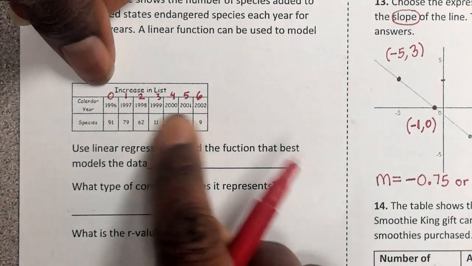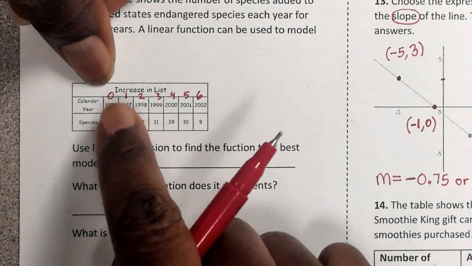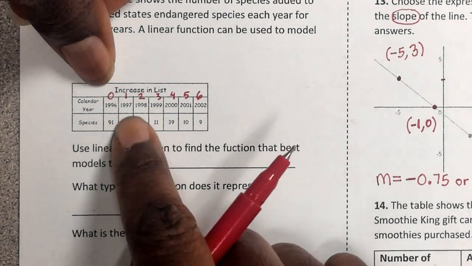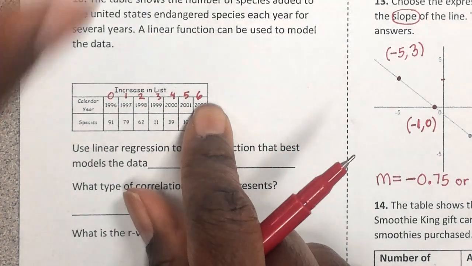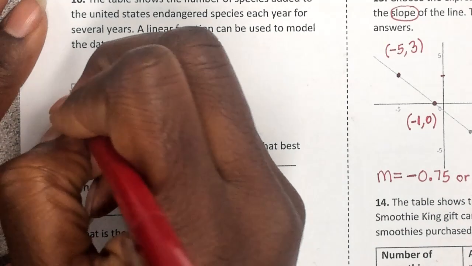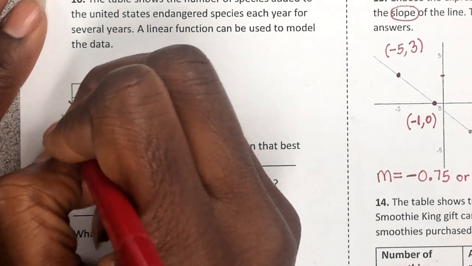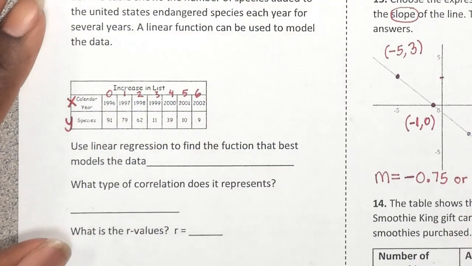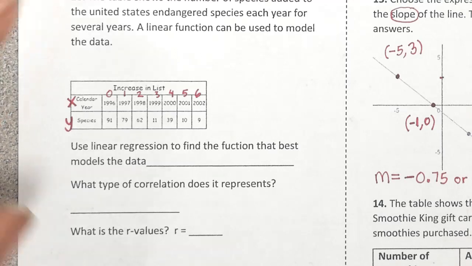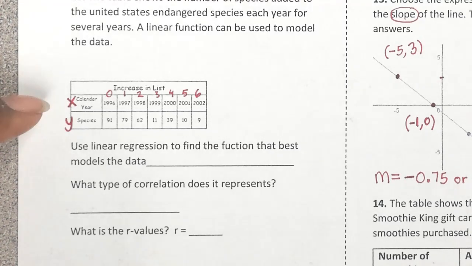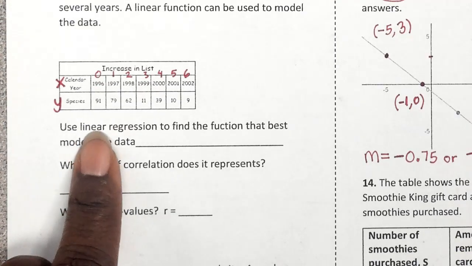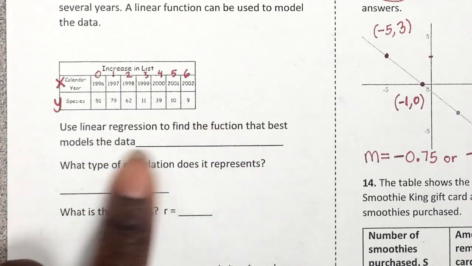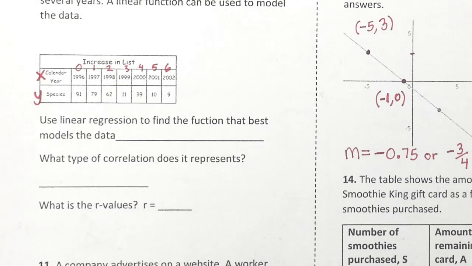It actually saves you some typing because you don't have to type in 1996, 1997, 1998. You're just going to start from 0, then 1, 2, 3, 4, 5, 6. And yes, the top row are your X's, the bottom are your Y's. So please take a moment, pause your video, because your video is not going to pause. Pause your video and get this in Desmos so then we can use linear regression to find the function that best models the data.